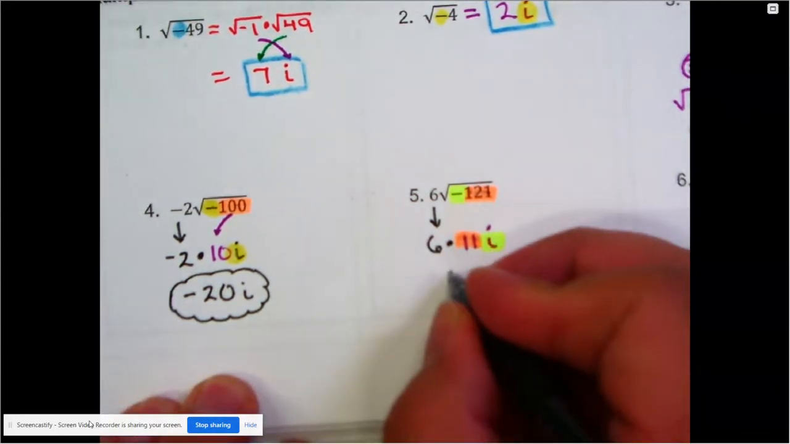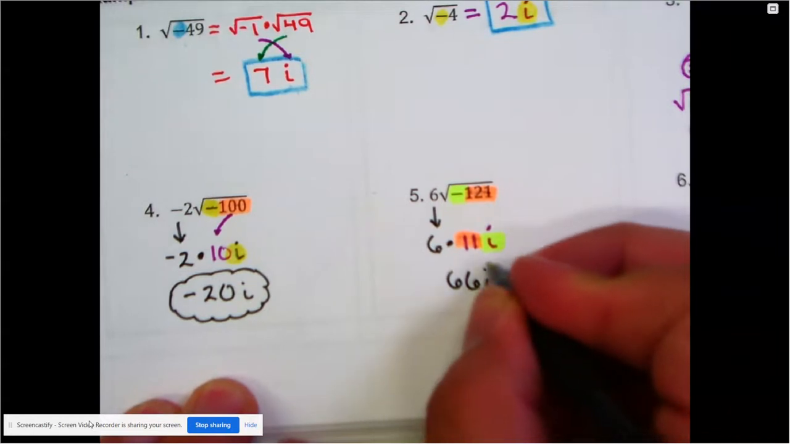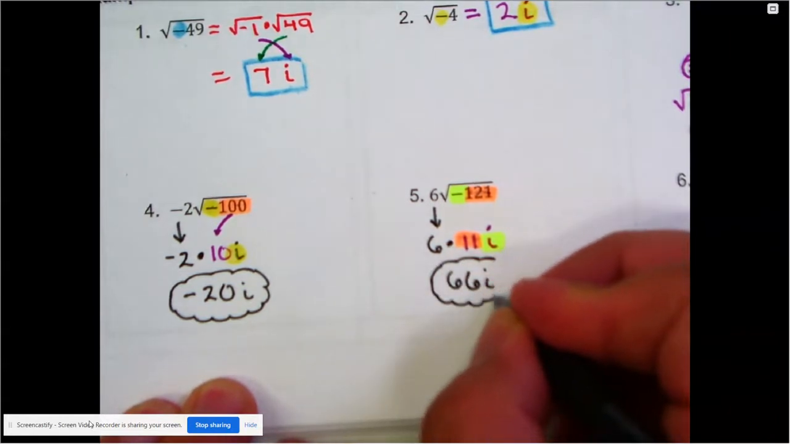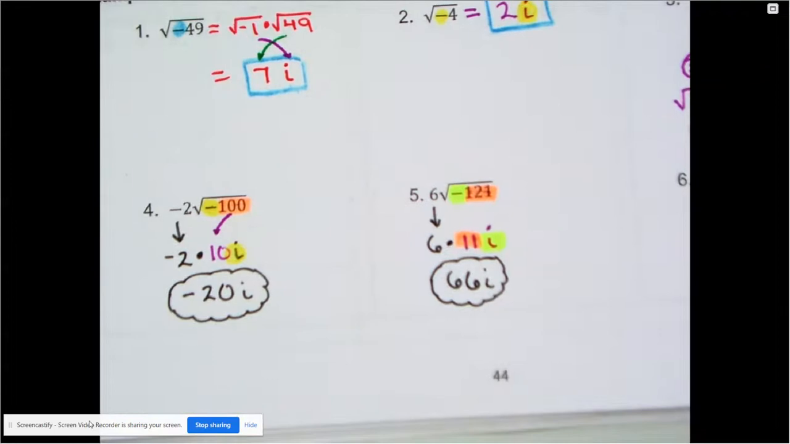6 times 11 is 66. But of course, we are now in an imaginary world here. So I need to make sure I put the letter I where it belongs.